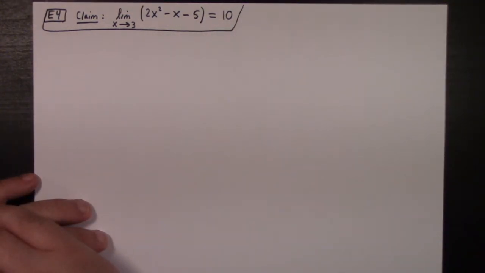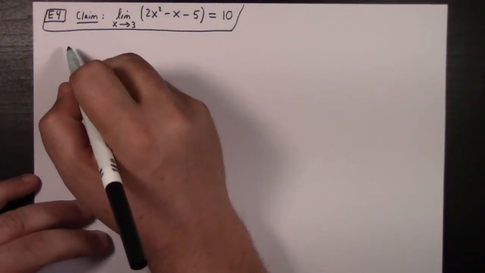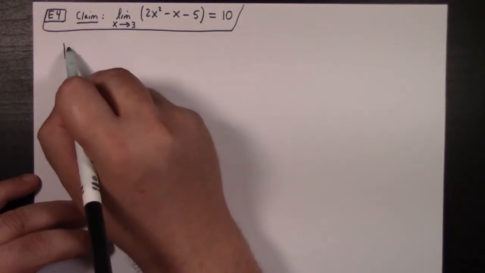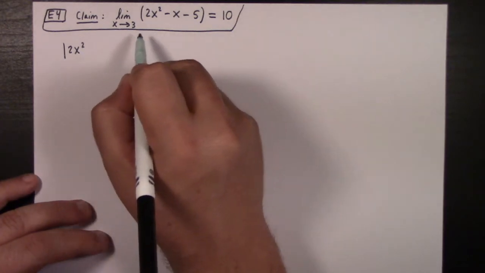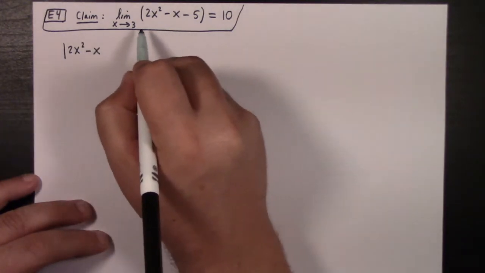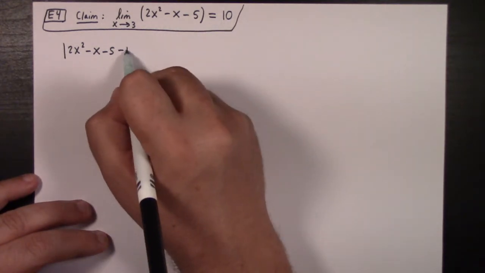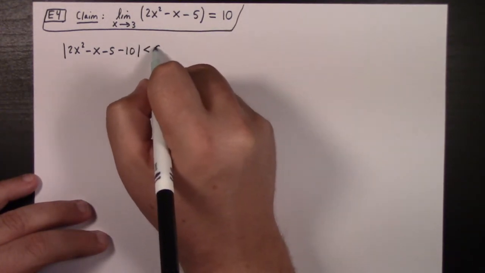Alright, so what we're after here is, through some manner of inequality trickery, we want to show 2x squared minus x minus 5, right, minus 10. We want to make that less than epsilon.